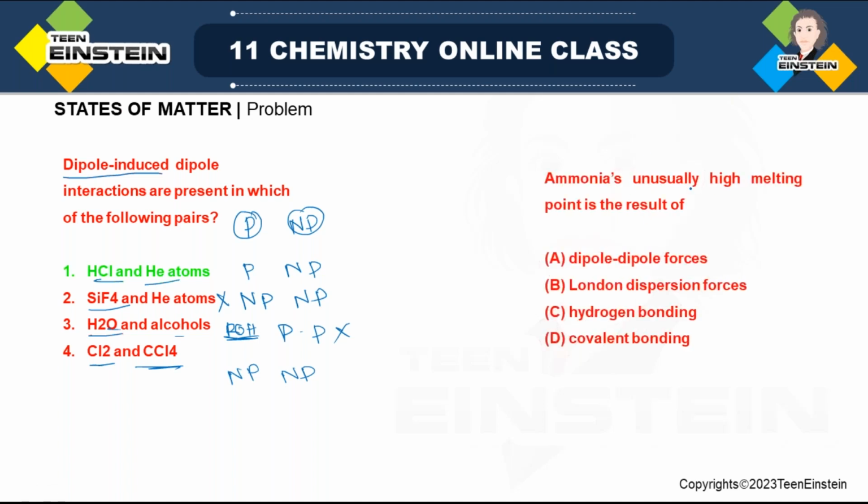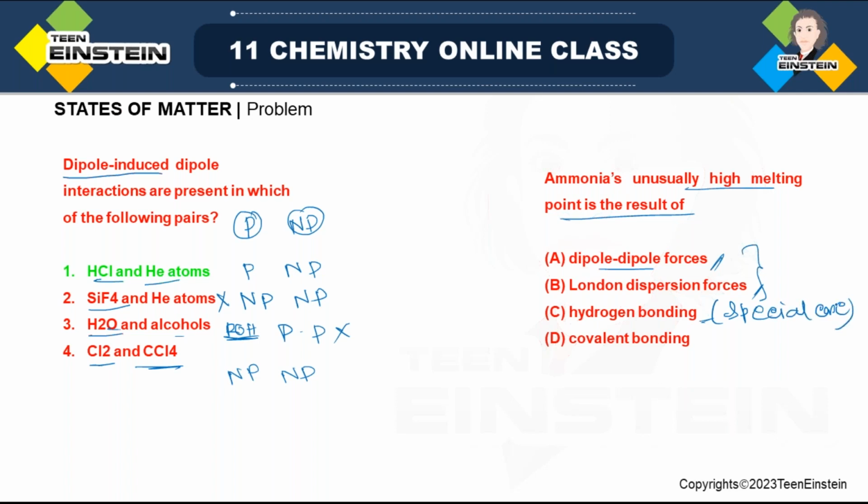Second question: ammonia's unusually high melting point is the result of which one? Here we have dipole-dipole forces and London dispersion forces. These two we have learned in today's class. Hydrogen bonding, I have mentioned, is a special case of dipole-dipole. Remember, it is already mentioned in the slide where I started van der Waals forces.